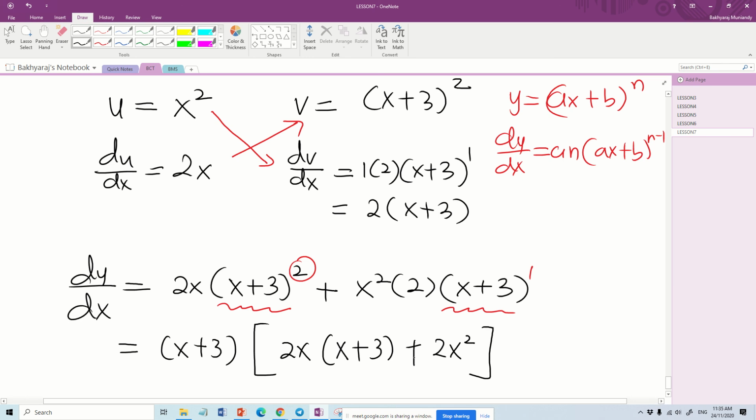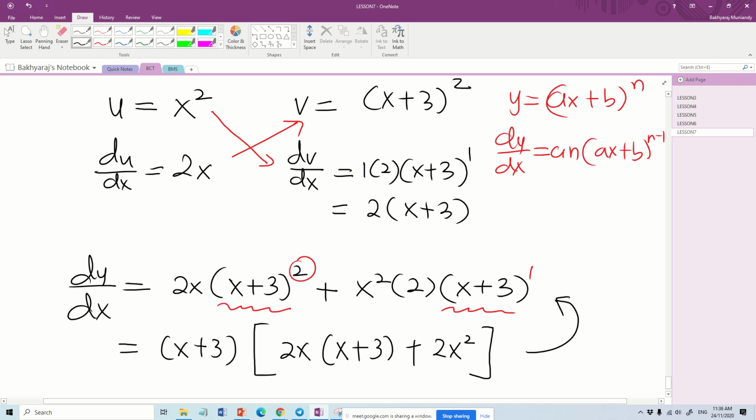Okay, kalau kita kembang, kita akan dapat sini balik. Okay, kalau kembang, you akan dapat 2x times x tambah 3 kuasa 2. Okay, kalau ini masuk, dia akan jadi x tambah 3 kuasa 2. Kalau ini masuk, dia akan jadi 2x square times x plus 3 dah. Tapi kita bukan nak kembang, kita nak factor dia.